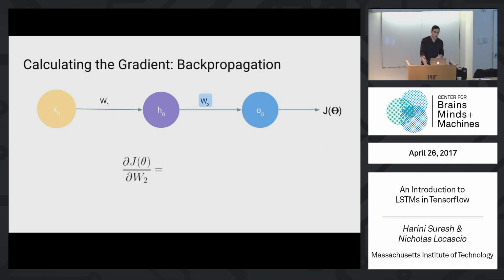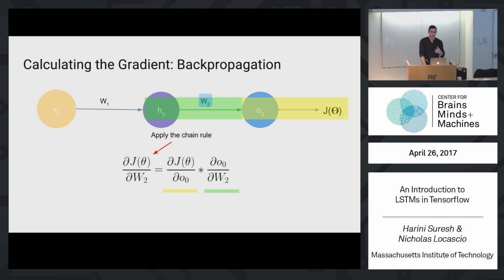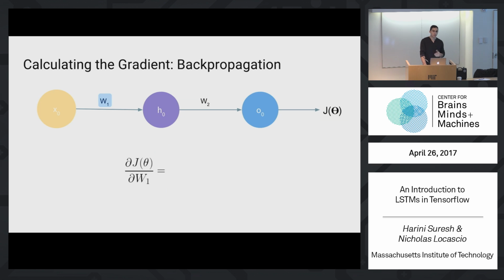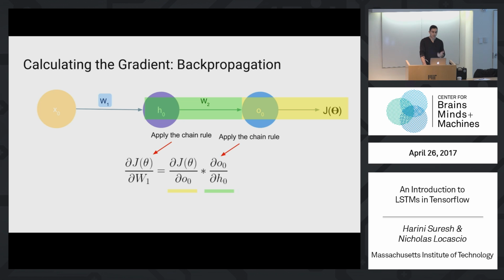So with backprop, you want to find how your loss changes with respect to a specific weight. Here, we want to look at how our loss changes with respect to weight 2. To do this, we apply the chain rule. We know it relies on how our loss changes with respect to the output, and we also know that the output relies on how weight 2 changes. Similarly, if we want to do this for weight 1, we just apply the chain rule again.